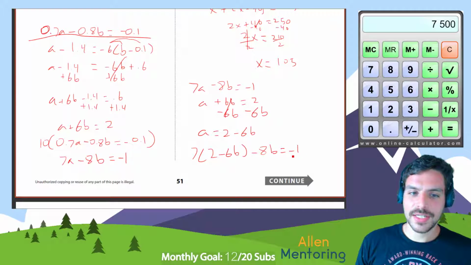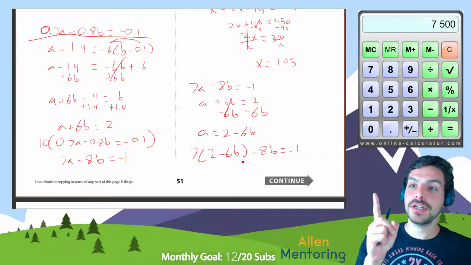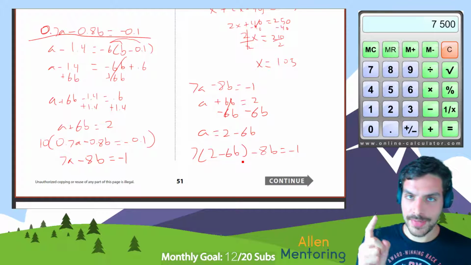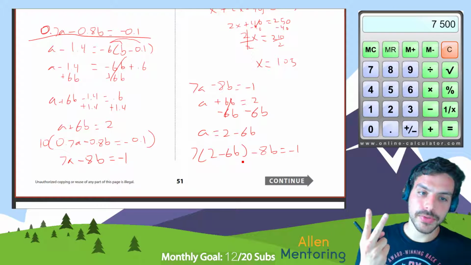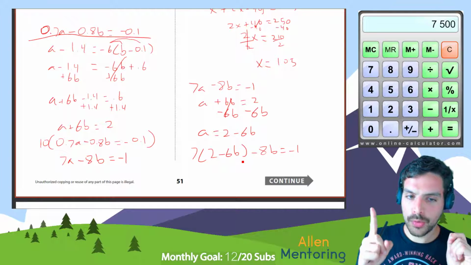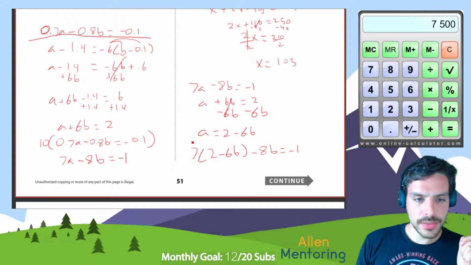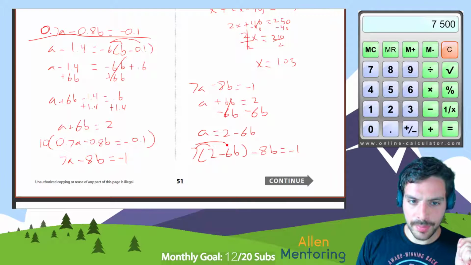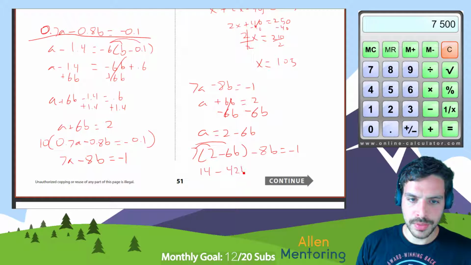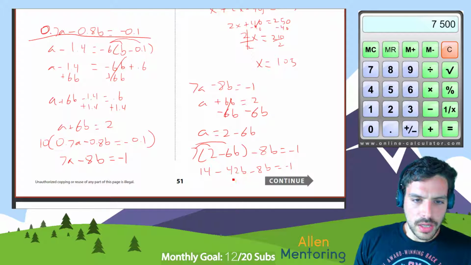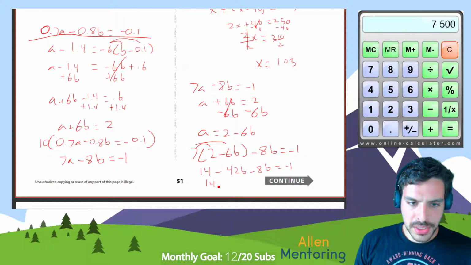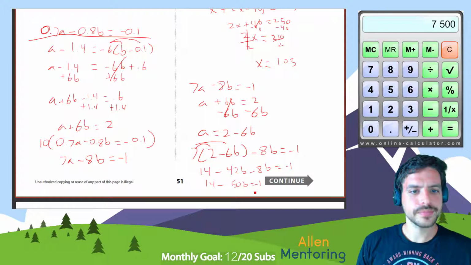And the beauty of this is we now have a single equation with a single variable instead of having two equations with two variables. Okay, that's really the goal. One equation, one variable. And so now we just solve it just like any other problem, right? Distribute the 7. 14 minus 42b minus 8b is equal to -1. Combine like terms, so 14 minus 50b is equal to -1.